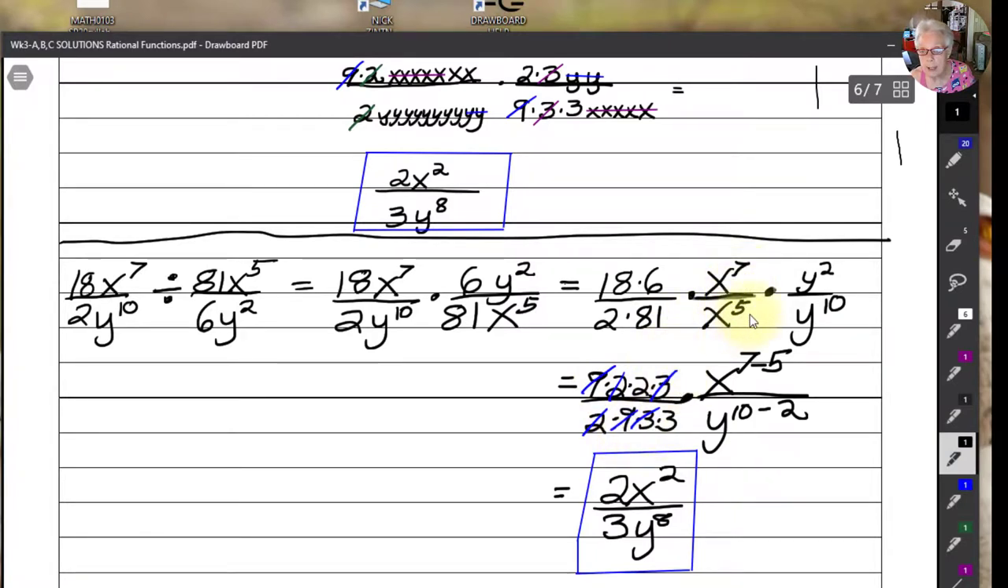X to the 7th over x to the 5th is x to the 7 minus 5. The largest exponent is in the numerator, so I know the x will stay in the numerator and I will subtract 5 from 7. On the other hand, with the y's, the largest exponent is in the denominator, so I know the y's will stay down there. So I subtract 2 from 10 down there, and I get 2x squared over 3y to the 8th. And this is much shorter when you utilize those rules.